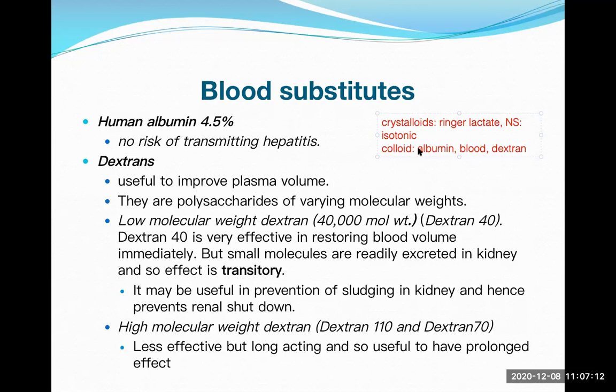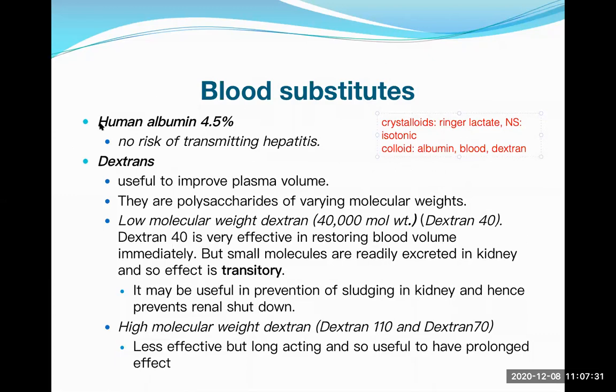But still, in clinical practice, you never start with colloid. You always give crystalloid first. And among the two crystalloids we have, Ringer lactate is our first choice in case of massive transfusion, whereas normal saline can also be given in a slight amount of transfusion. Okay, now let's move on.